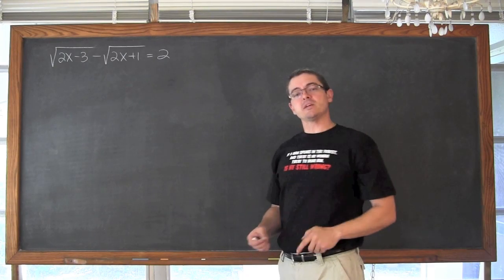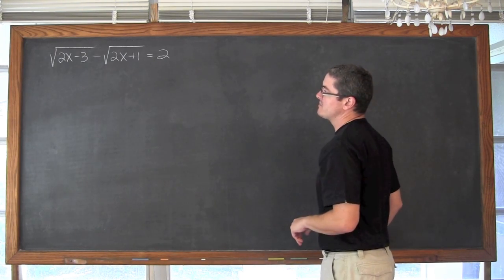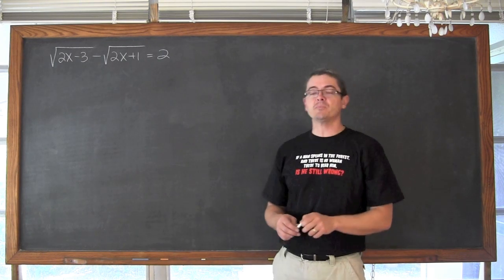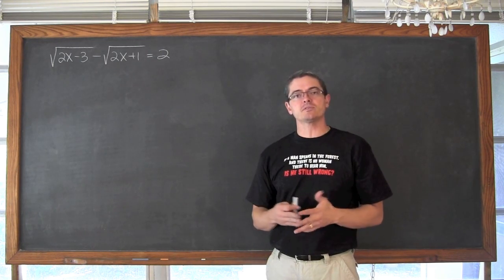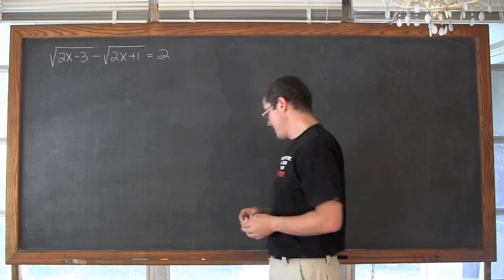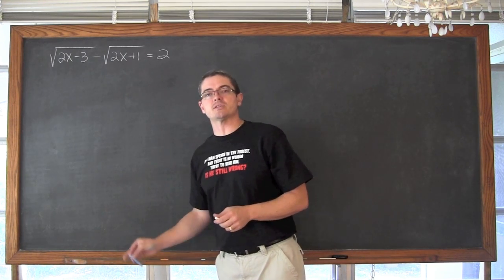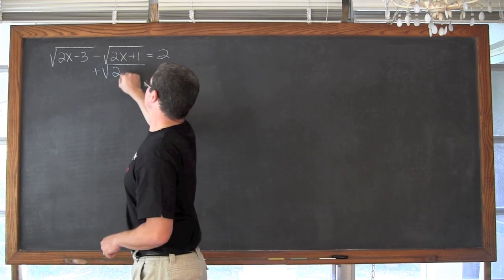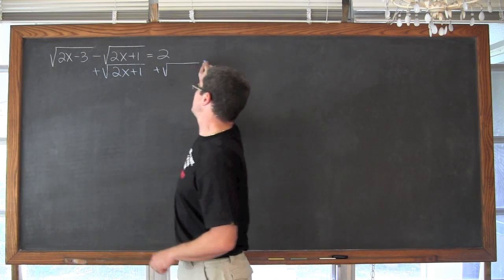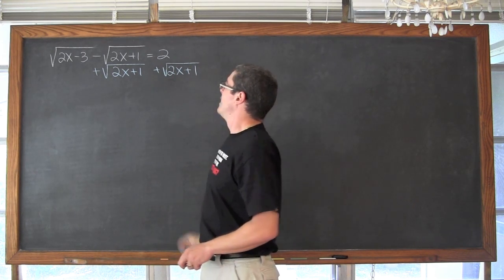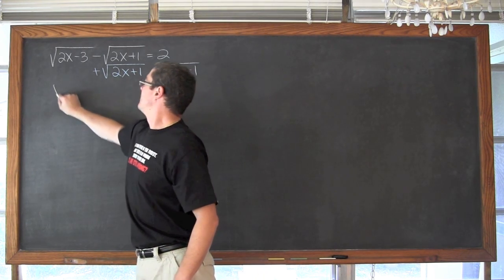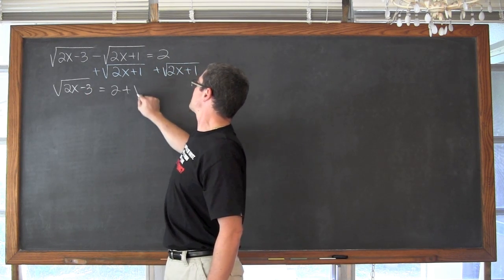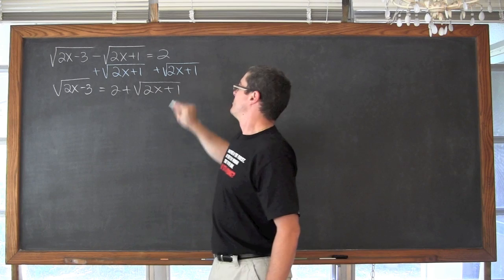Well, here we go with an example that does have two radicals. The square root of 2x minus 3 minus the square root of 2x plus 1 equals 2. I want to isolate one of these radicals. I'm going to do it in a manner that is going to create as few negative signs as possible, or maybe even get rid of one. So we're going to add the square root of 2x plus 1 to both sides of our equation. And that is going to give us the square root of 2x minus 3 is equal to 2 plus the square root of 2x plus 1.